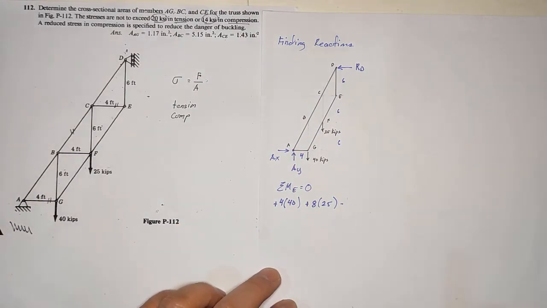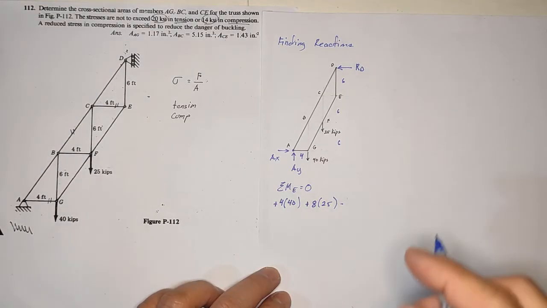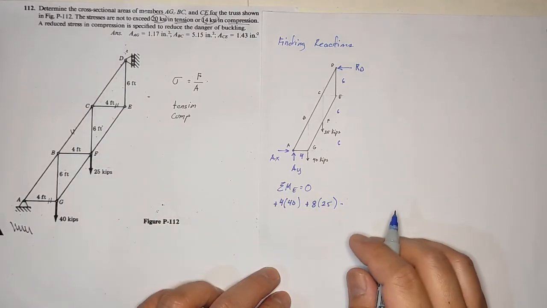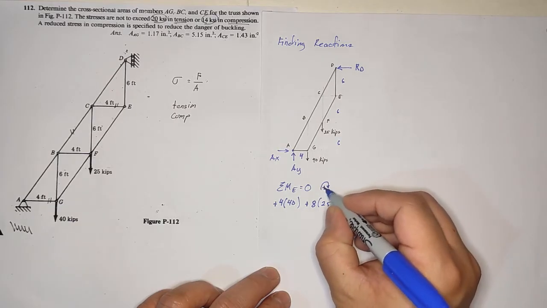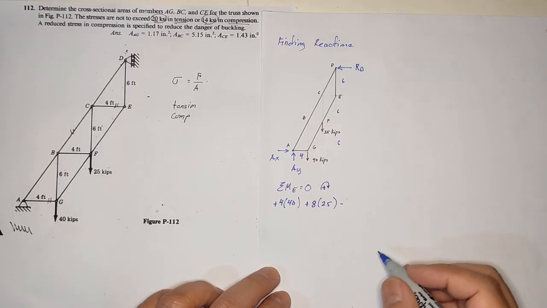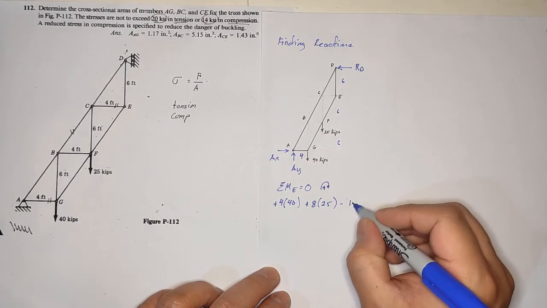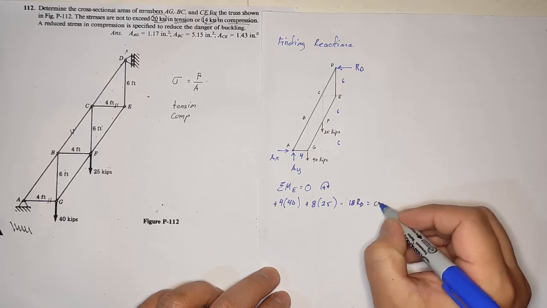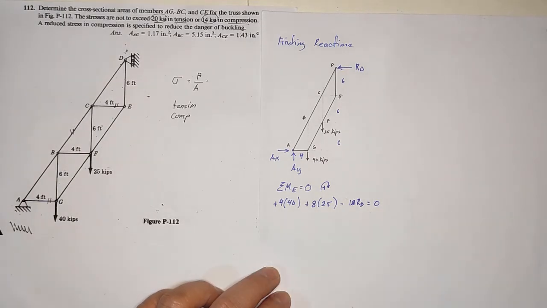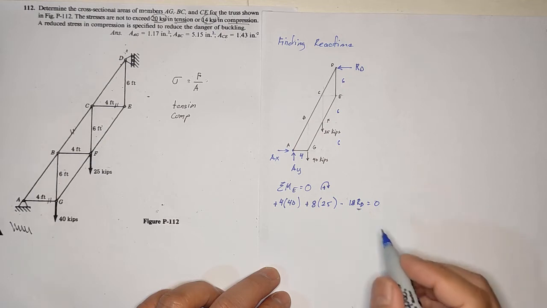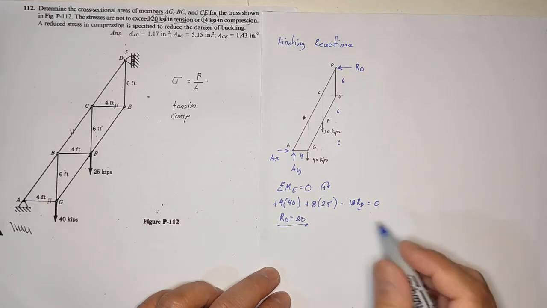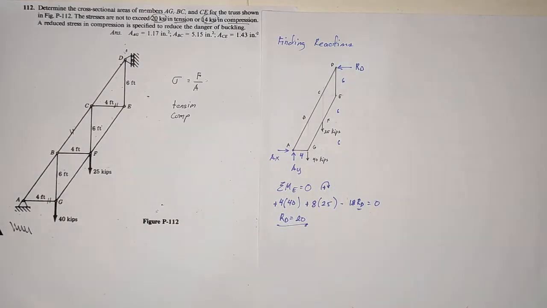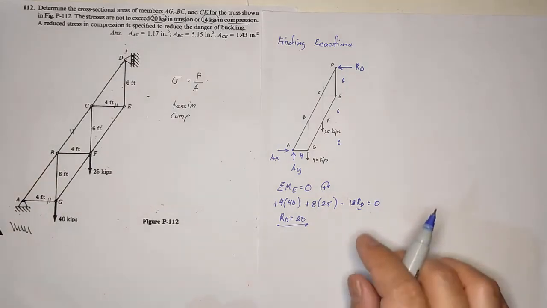Again, counterclockwise and clockwise is just a convention. You can do the other rotation. What I'm doing now is, clockwise is positive, counterclockwise is negative. So this is counterclockwise, so you have 18 RD equals 0. Don't forget the 0, so that you have an equation. The only variable now is RD, and the value for RD is 20. So you now have the reaction at RD.